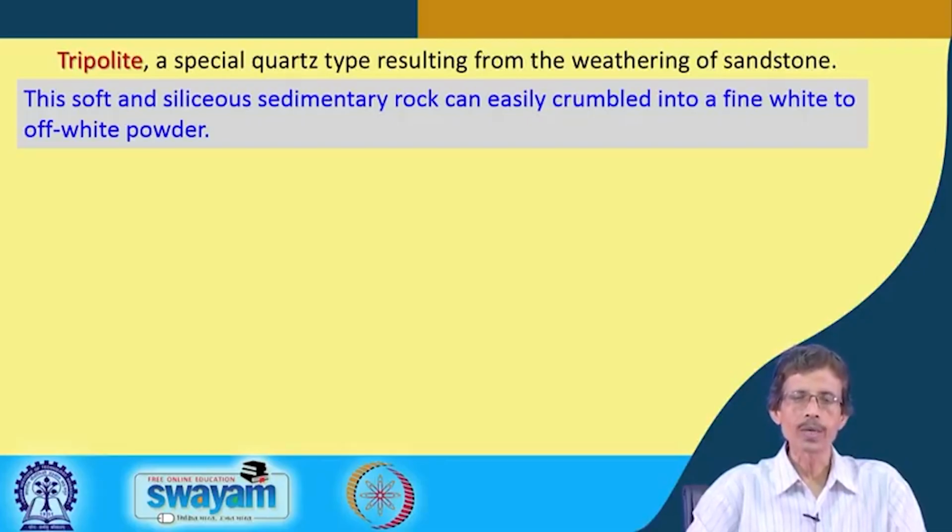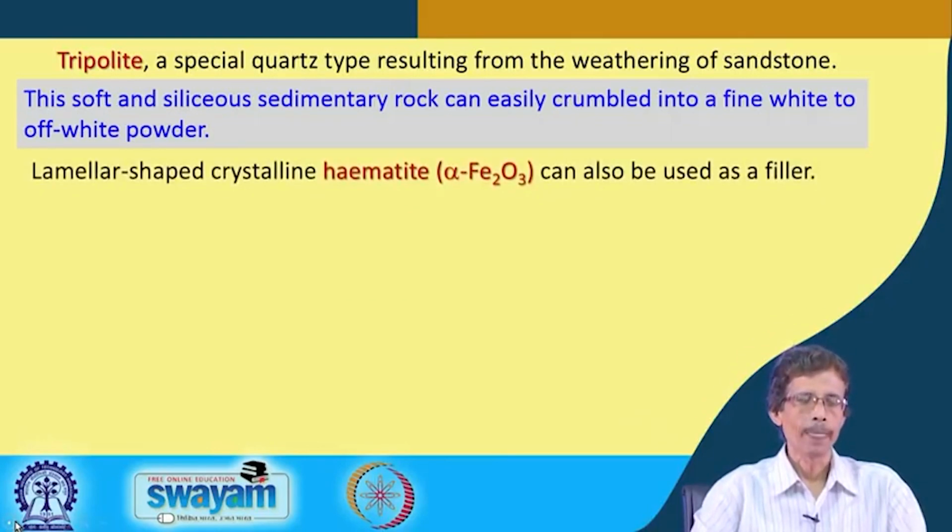So when it comes out with the weathering process of the sandstone material, the powder particles come out, and then they can crumble into fine white or off-white powder-like material. So basically it is not a very dry powder, but a crumbled powder which can be obtained, a soft type from the tripolite material. Then hematite can also be used as the filler material, which we get from the ore material of iron, that alpha hematite or alpha Fe2O3, which can also have a lamellar shaped crystalline structure and can be used as the filler material.